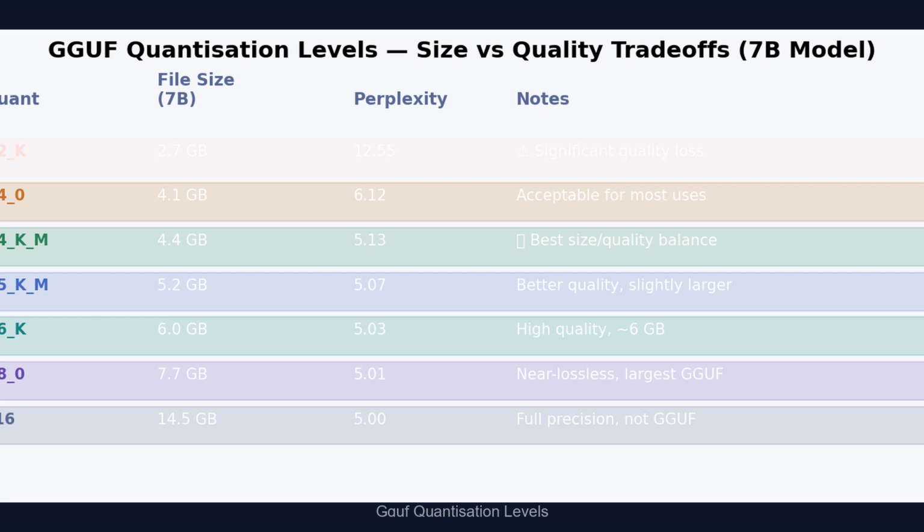Moving up to Q5_K_M and Q6_K gives you further quality improvements at the cost of larger files, with Q6_K reaching 6.0 gigabytes and a perplexity of 5.03. Q8_0 is near lossless at 7.7 gigabytes and a perplexity of 5.01, essentially indistinguishable from full precision in practice. F16 at 14.5 gigabytes is full 16-bit precision. For most deployment scenarios, Q4_K_M is where you should start.